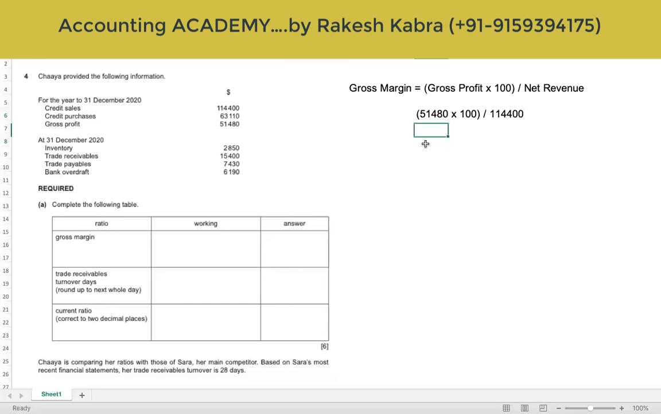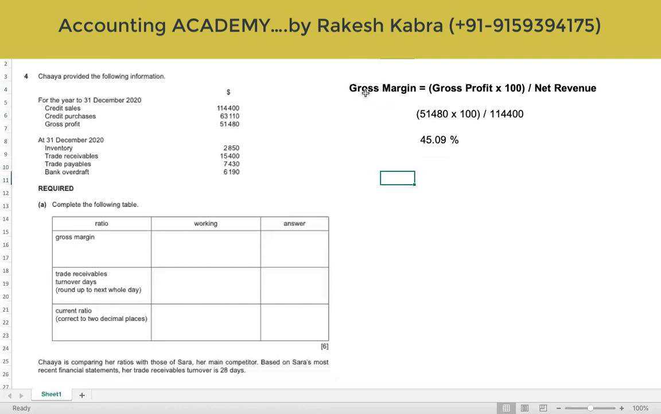So now let me calculate this. If there is additional revenue, like cash sales, we would also count that. So 51,480 multiplied by 100 and divided by 114,400 dollars. It is coming 45.09, and this gross margin we need to show in percentage. 45.09 percentage. It means my gross profit is 45.09 percentage of net revenue.